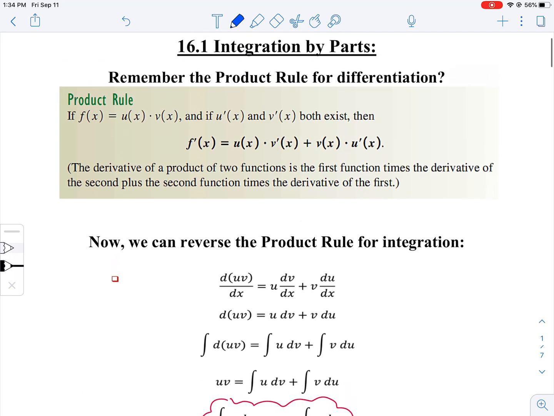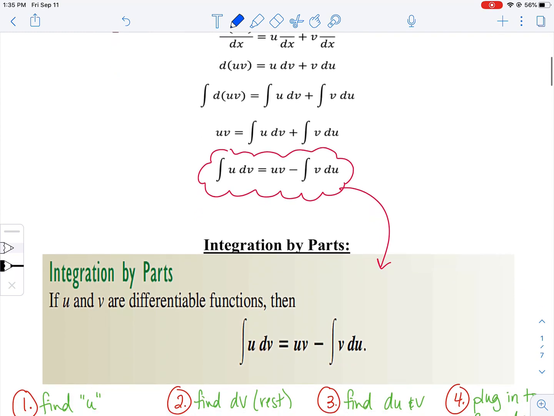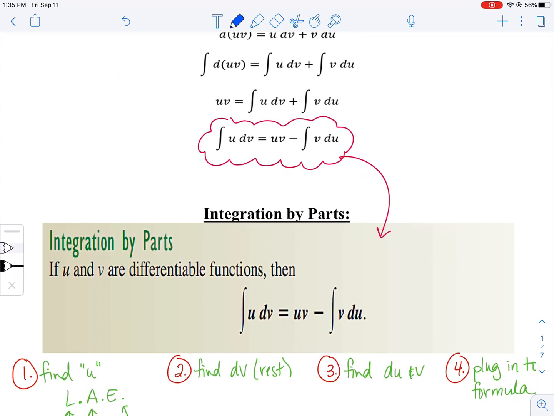And so if you remember the product rule for derivatives, when I go to take the derivative of two functions being multiplied, I really do the first times the derivative of the second plus the second times the derivative of the first. Remember that product rule? Well, we can actually reverse that product rule for integration, and what we end up getting is what we call integration by parts. Now, in integration by parts, there's a couple of different pieces we've got to do first.